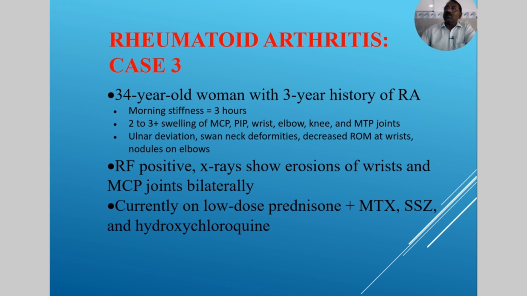Look for extra-articular manifestations also here. So RF is positive. X-ray shows erosions on the wrist and the MCP joints bilaterally. Currently on low dose prednisolone, methotrexate, sulfasalazine and hydroxychloroquine. Already the patient is on 3 drugs, methotrexate, sulfasalazine, hydroxychloroquine, but also on low dose prednisolone. But still the disease is very aggressive.